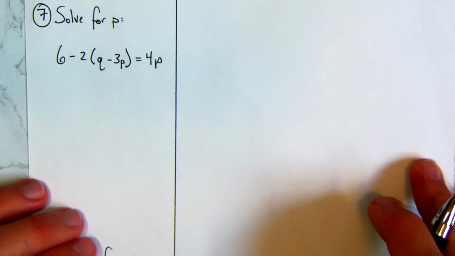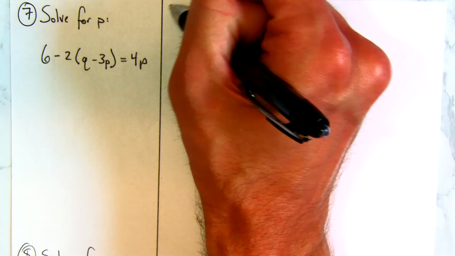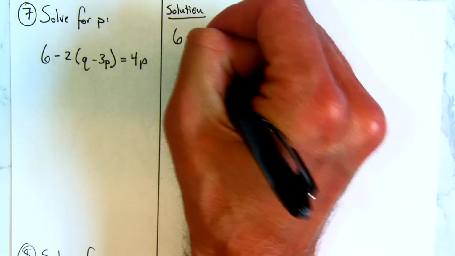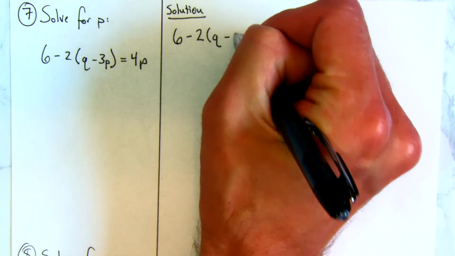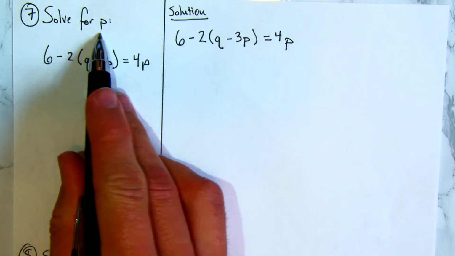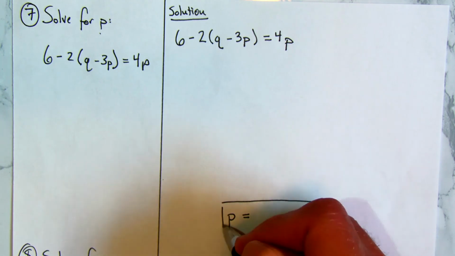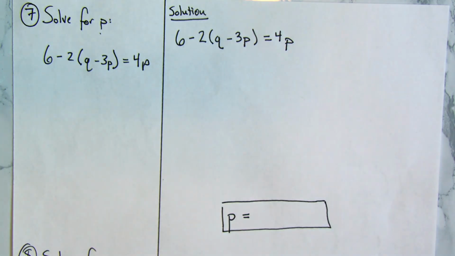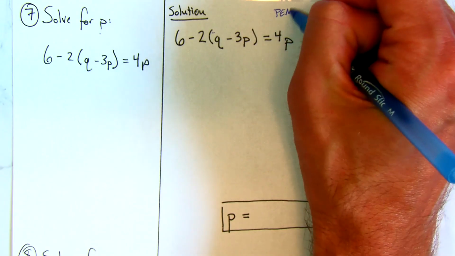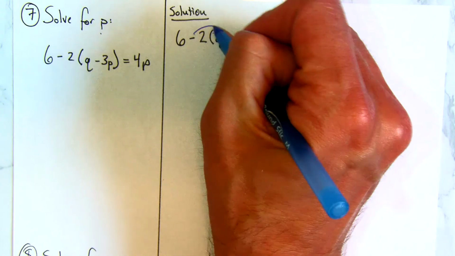Alright, number 7. Solve for p. This one looks ugly. Let's do it. Since we're solving for p, our goal is p equals something. Step 1, distribute. I see parentheses. Don't forget about PEMDAS. Always try to clear the parentheses first if you can.